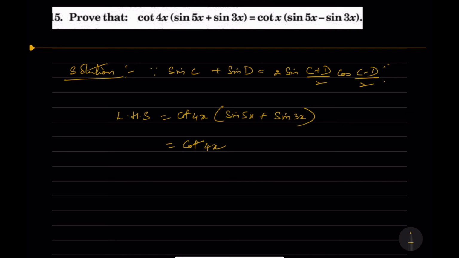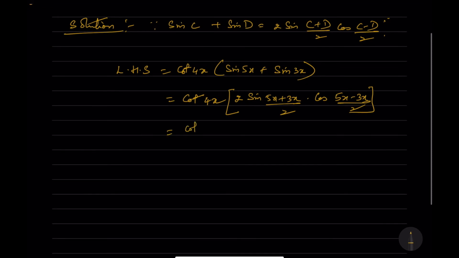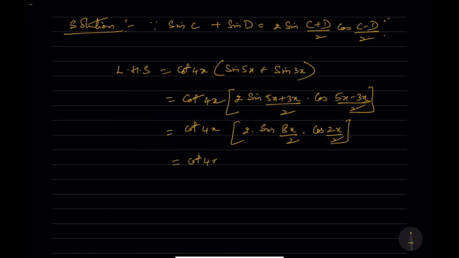So cot 4x into, we'll get it as 2 into sine of (5x plus 3x) divided by 2 into cos of (5x minus 3x) divided by 2. So which is equal to cot of 4x into 2 into sine of 8x by 2 into cos 2x by 2, which can be written as cot of 4x into 2 into sine 4x into cos x.